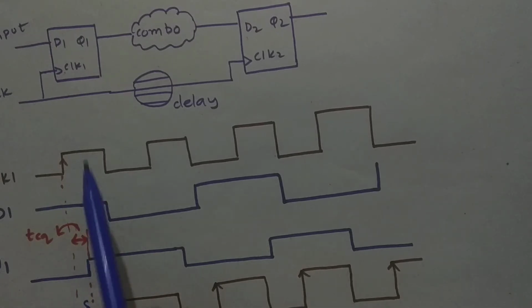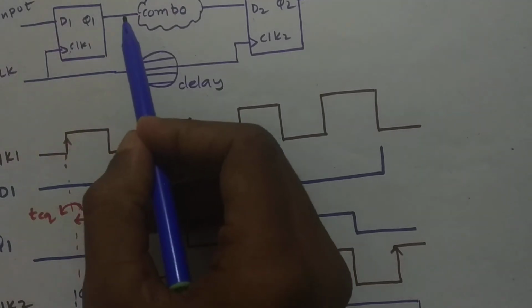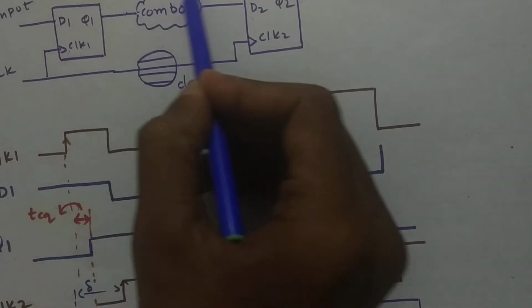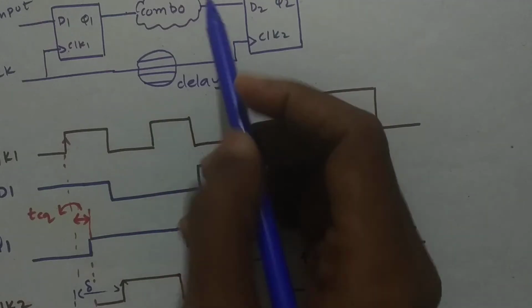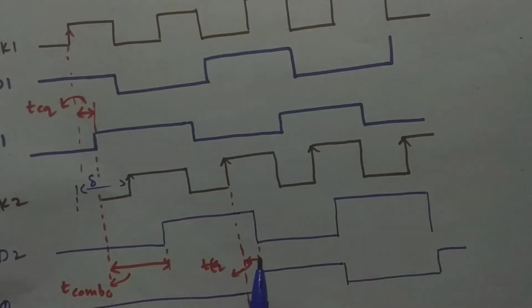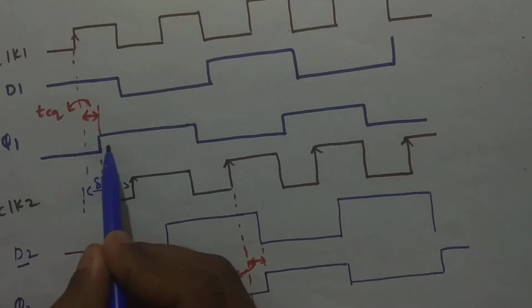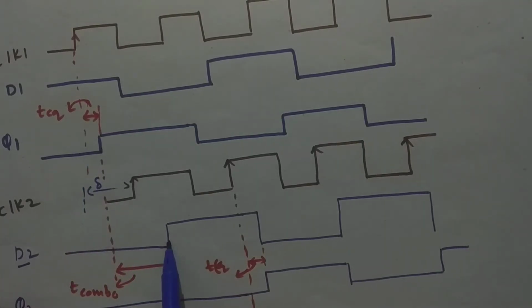Now this Q1 is being given to D2. But we need to cross all this combo. As a result, we will get a T combo delay. So T combo is shown over here. See this T combo delay? We will get D2 after T combo delay. From here to here we have T combo delay.